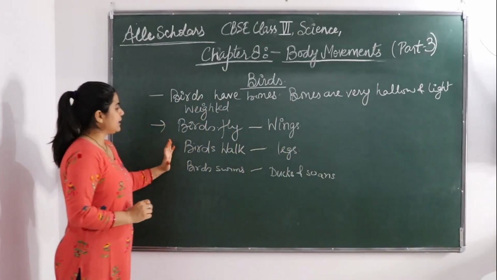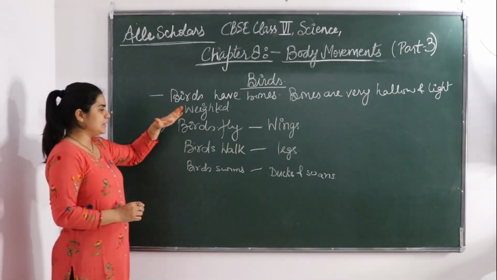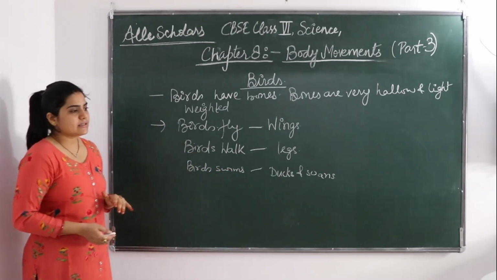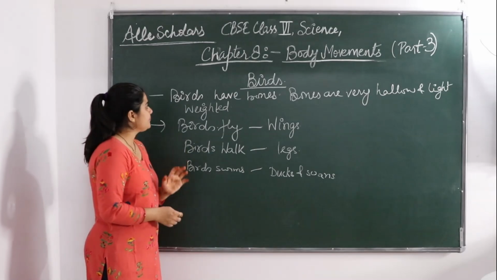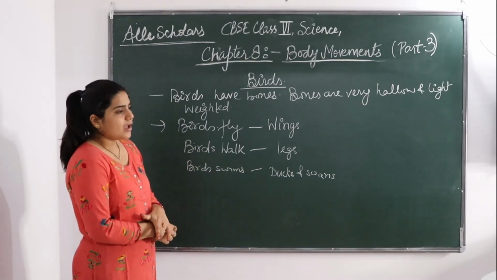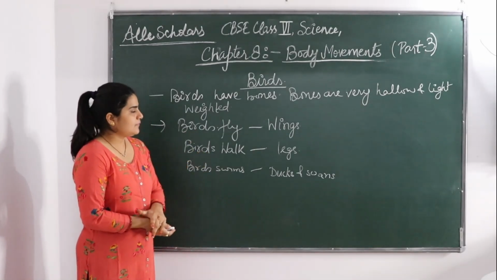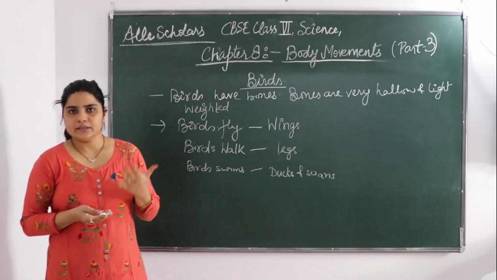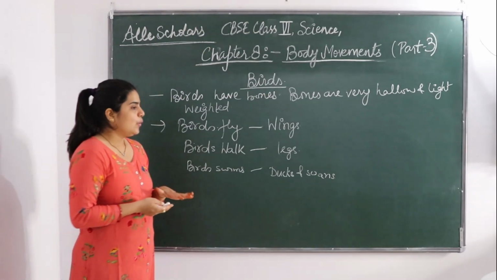Okay? तो तीन कैटेगरी होती है बर्ड्स में. एक तो विंग्स भी होती हैं उनके पास, लेग्स भी होती हैं. कुछ ऐसे भी बर्ड्स हैं जो कि स्विम कर सकती हैं जैसे कि डक्स हैं, स्वैन्स हैं. ओके. So bones are very hollow and light weighted and are typically for walking, which helps them to walk.